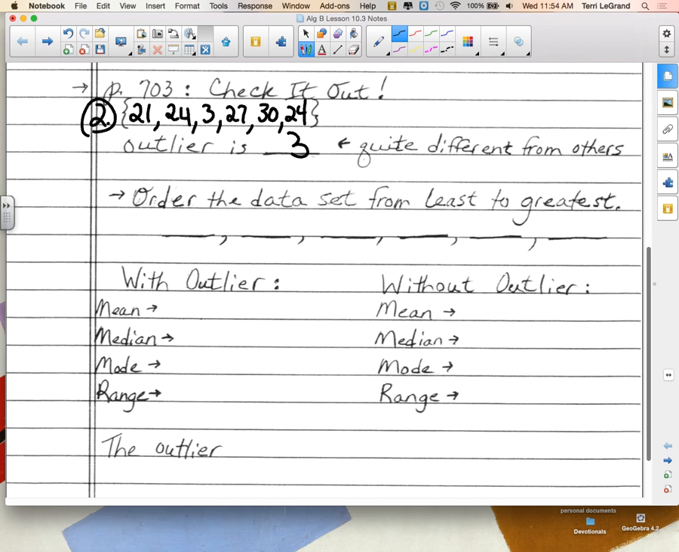Okay, so we're not going to throw the outlier out right now. We're not going to say, get out of here, you're not like the rest of us. We're going to leave it in there for a bit, and we're going to put this data set in order from least to greatest. So go ahead and do that. Order that data set. Don't leave any pieces out.